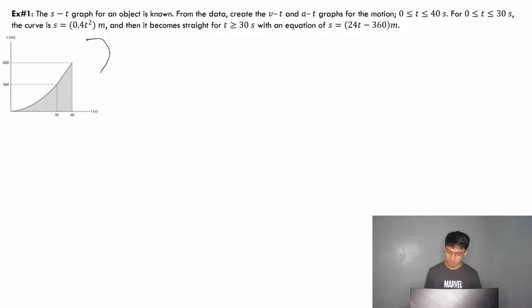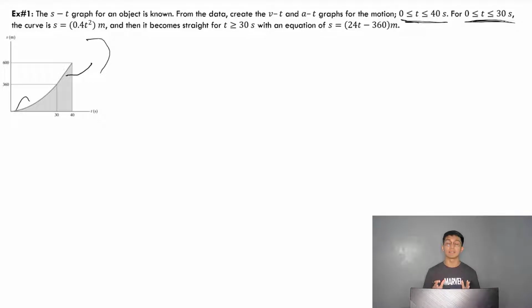For the motion, we have the time given 0 less than or equal t less than or equal 40 seconds, and for 0 less than or equal t less than or equal 30 seconds. So, ito yung mga parts or mga time na i-consider natin. Ito yung curve natin. So, the curve is S = 0.4t square. Yun yung equation ng unang line natin. And then, it becomes straight. Dito sa part na to, naging straight na raw siya.